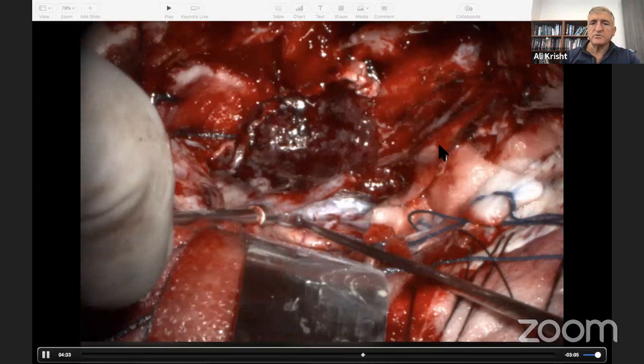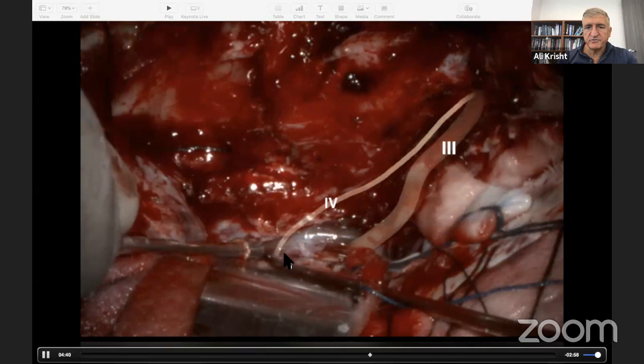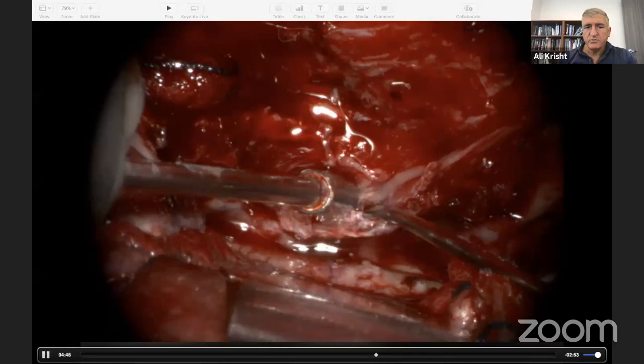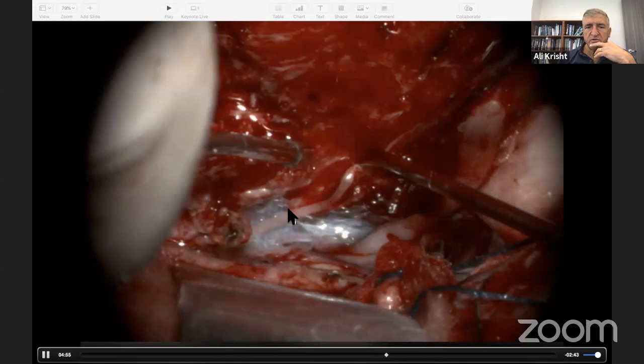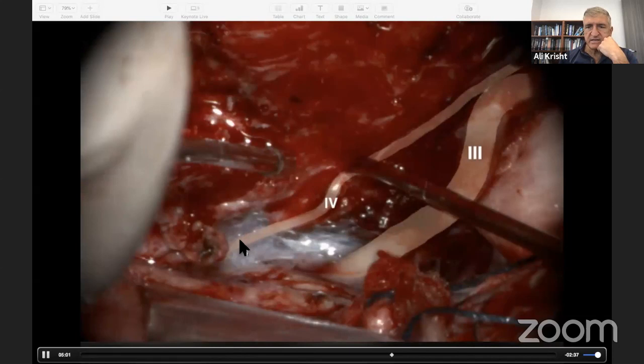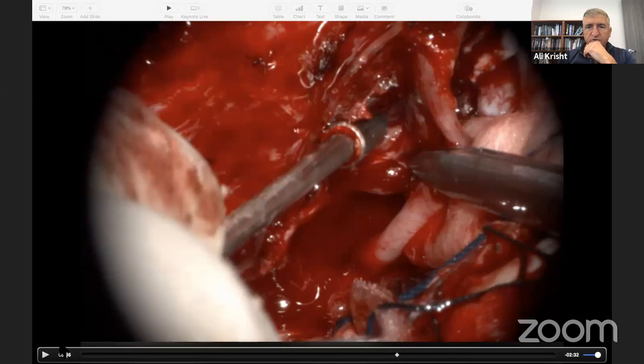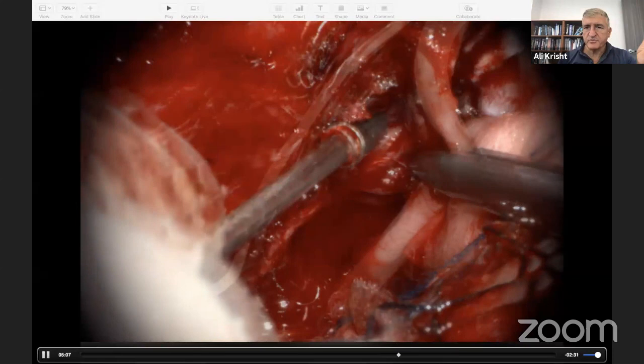The next thing is we get that piece of tumor out. You see the fourth nerve, third nerve. Now we go to Meckel's cave. And then this is still opening the fourth nerve canal. And now you can see the fourth nerve all the way into the posterior perimesencephalic system. So now we mobilize fourth and third. And you have the petroclival junction behind the carotid. This is all involved with tumor going down to the posterior fossa.